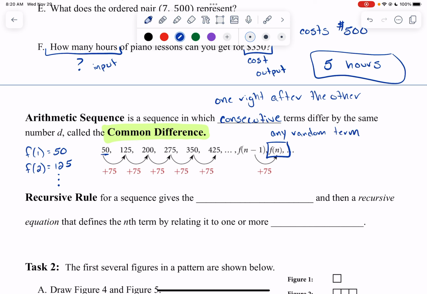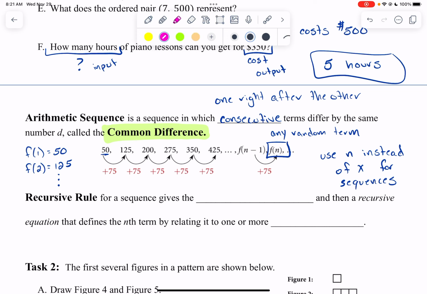Okay, so we've seen f of x before. For sequences, we tend to use n instead of x. It really doesn't matter. That's just our standard. We use an n instead of an x. So f of n is basically meaning any random term.